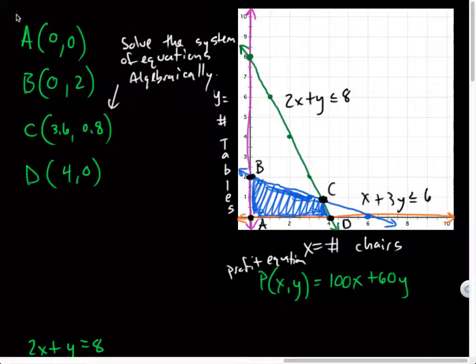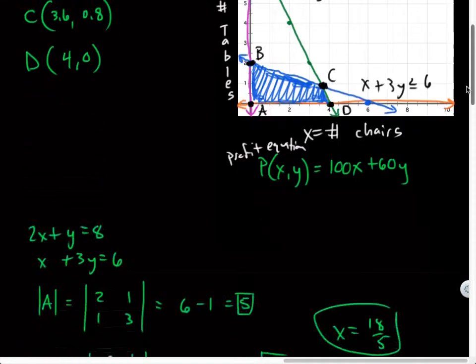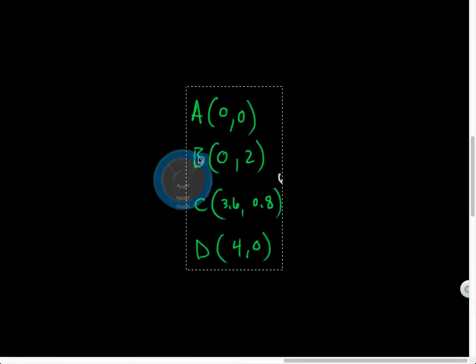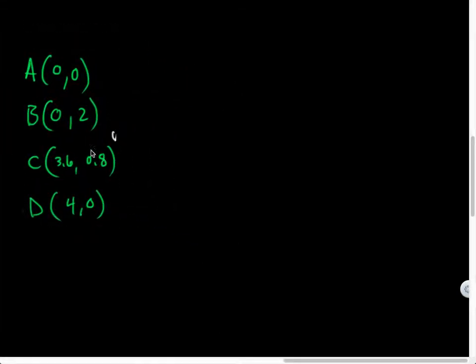So, all right. Now, what we're going to do with these? Why does this problem keep going? Don't worry about it. We're just about done. I need to figure out which of these is the best. All right. And what was my equation? P of x, y is equal to 100x plus 60y. So all I'm going to do is plug in x and y for each of these and figure out which one gives me the optimal solution.